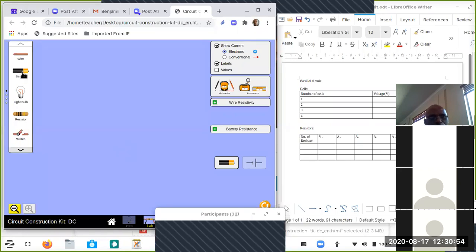All right, let me then continue. So we are going to look at what happens to the voltage when we connect cells in a parallel connection. Remember, a cell is the source of electricity. So we are going to find out what happens if we connect cells in a parallel connection. What happens to the voltage, right?